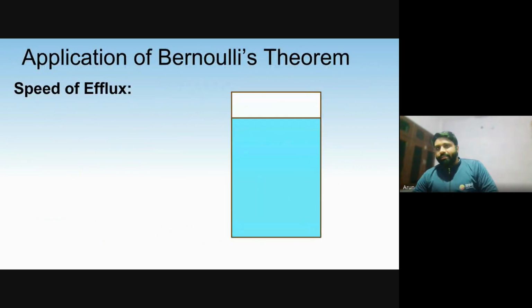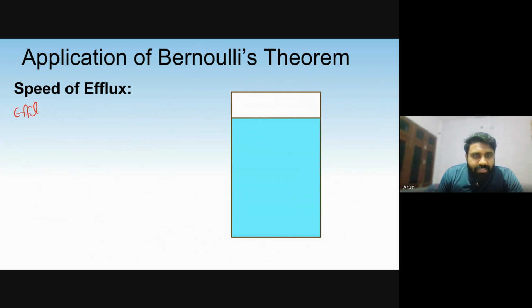Now, the next application of Bernoulli's theorem is the speed of efflux. What is this efflux? Efflux means outflow. So let's say I have made a hole in this tank or this container.